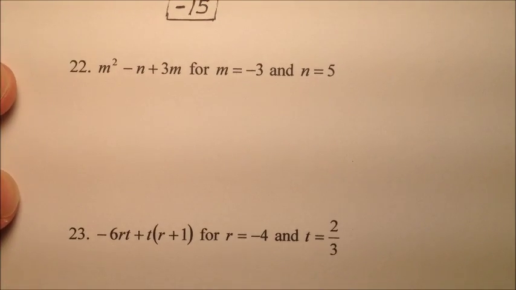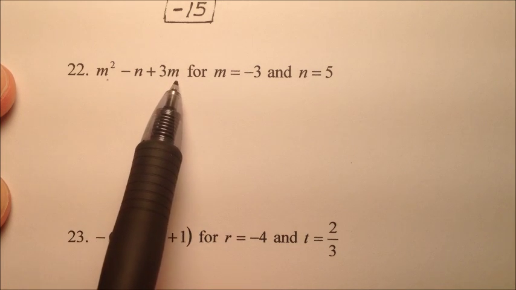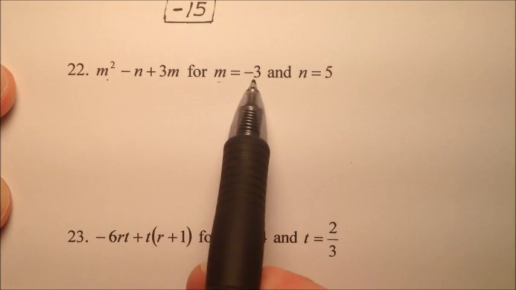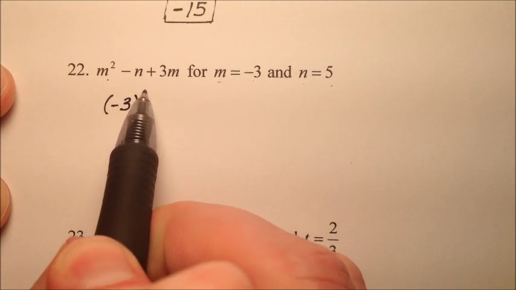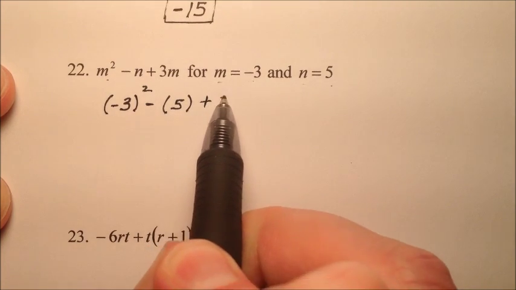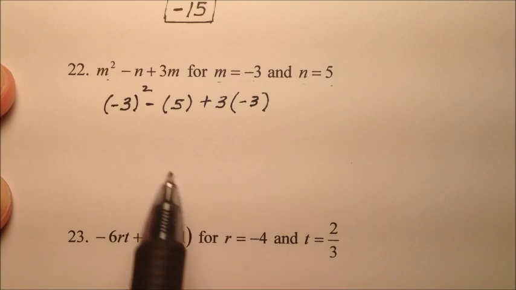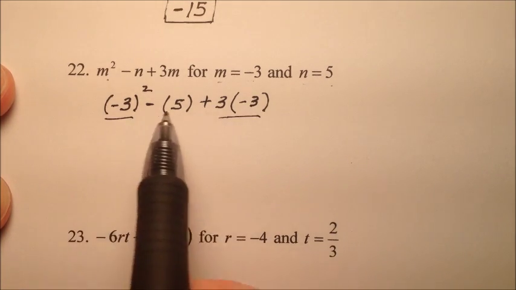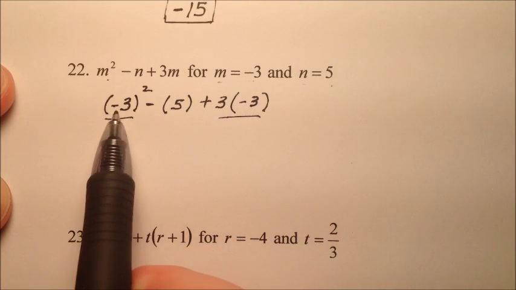Okay, as we slide down, number 22 is m squared minus n plus 3m. And we're going to do m is negative 3 and n is 5. So my value for m is negative 3. I'm going to put that in there and square it. My value for n is 5, and then plus 3 times negative 3. So we're going to multiply here and square here.